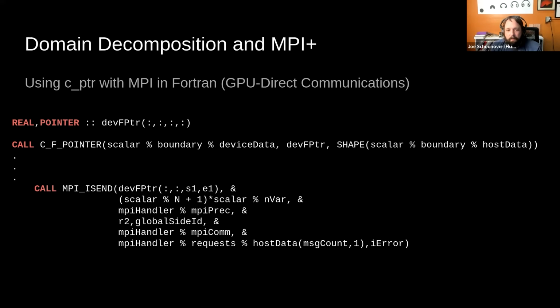But if you have that all set up and you wanted to do device direct or GPU direct communications like we had with CUDA, if you're using those C pointers, this is, I guess, one of the downsides of using C pointers. You actually have to call c_f_pointer, which is from the ISO_C_BINDING module, to convert your C pointers to Fortran pointers so that they can actually be digested by the MPI interface in Fortran.